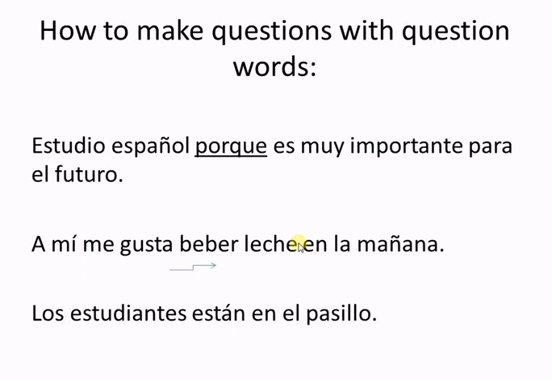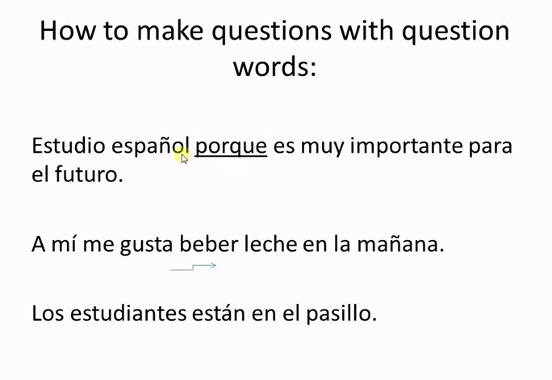Alright, so how do we make a question using question words? So far we have been asking you questions. From now on, we are going to start giving you answers and you have to make up questions. Let's see one example. Estudio español porque es muy importante para el futuro. I study Spanish because it's very important for the future.